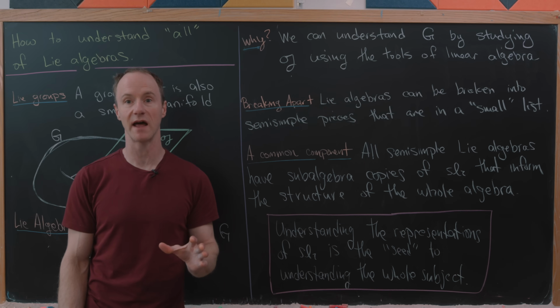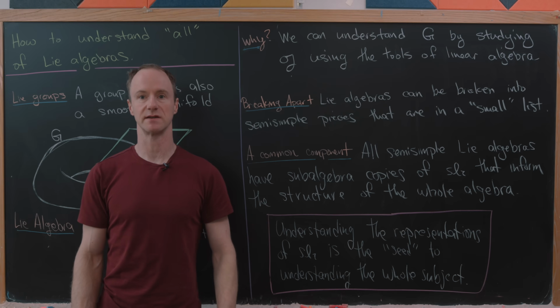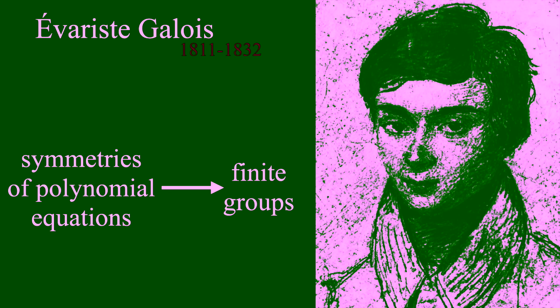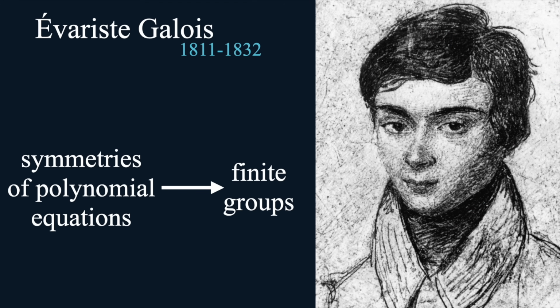But before we do that, let's do a bit of a history lesson. It all starts with Galois. In 1832, he was studying finite groups and polynomial equations, very classical stuff. He died in a duel at 20, but his ideas changed mathematics forever, studying solvability through symmetry.